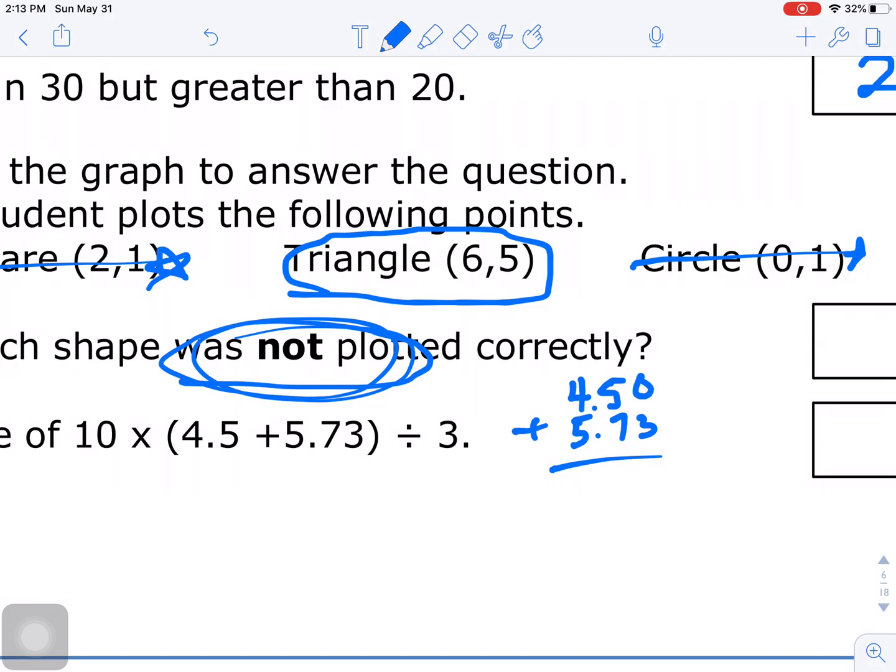With our decimal place values, we can add zeros, if they're on the end of the number, without changing the value. So we have 3/100, 12/10, which is 1 and 2/10. And so we have 10 and 23/100. So now, this is what I have in my expression.